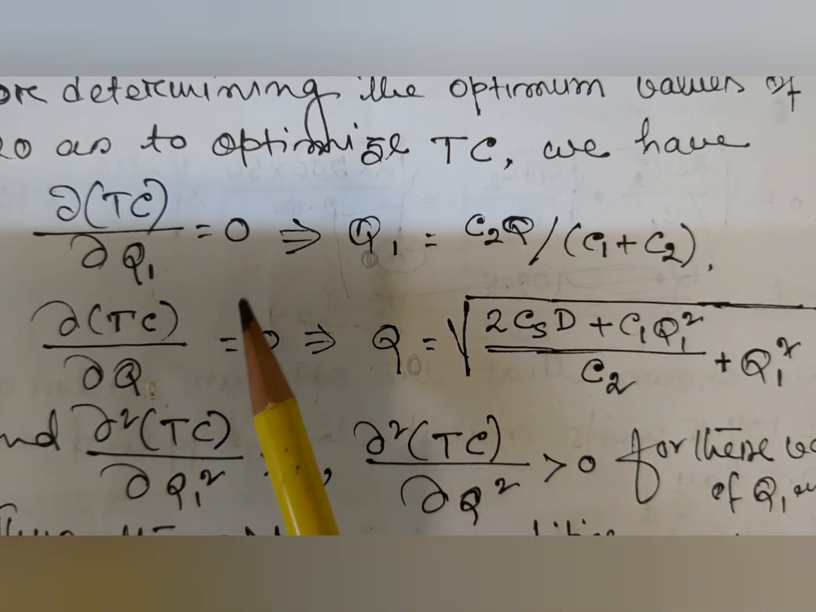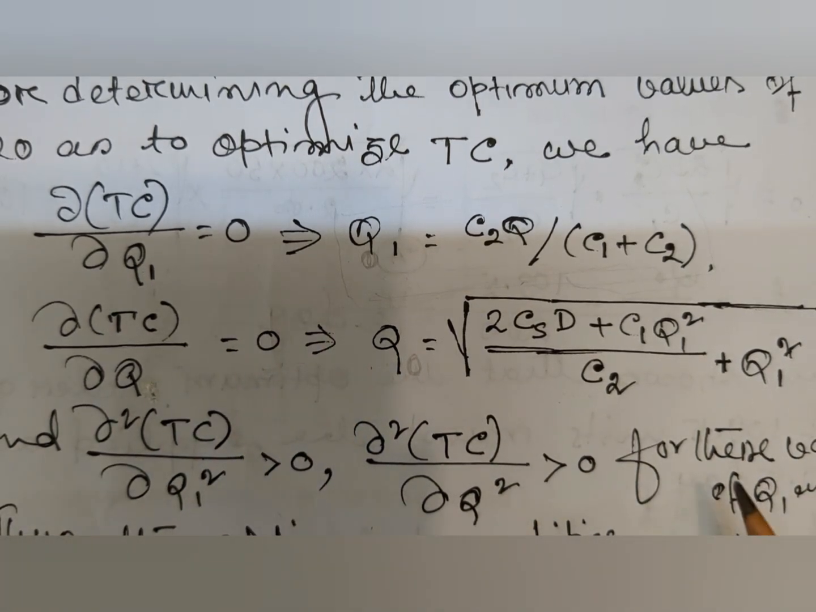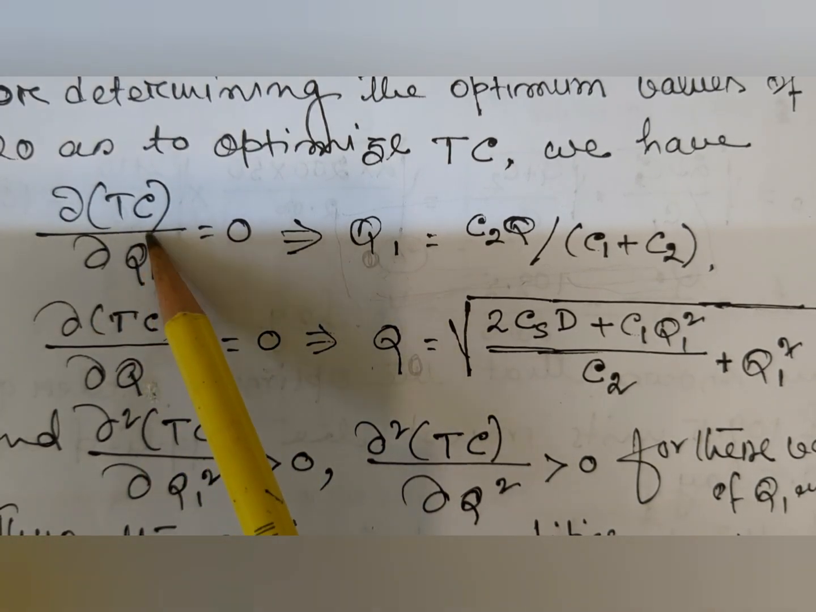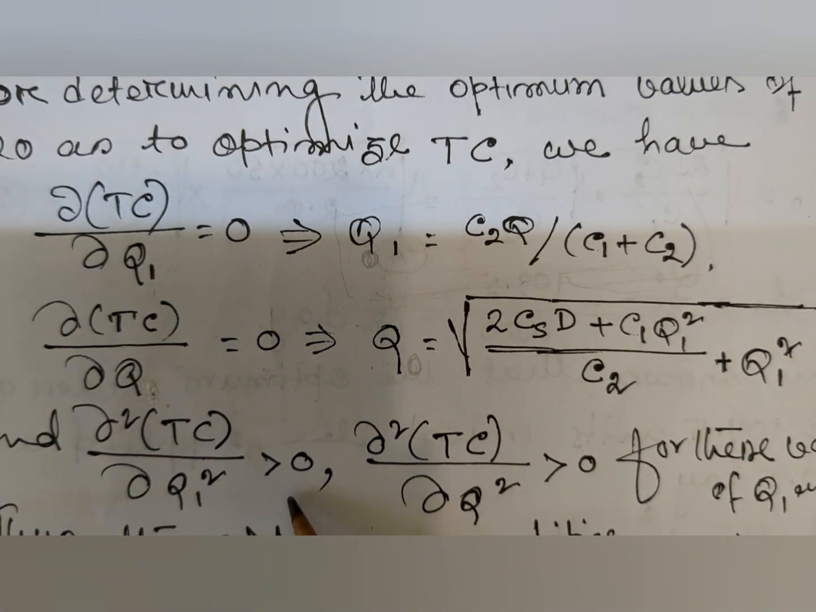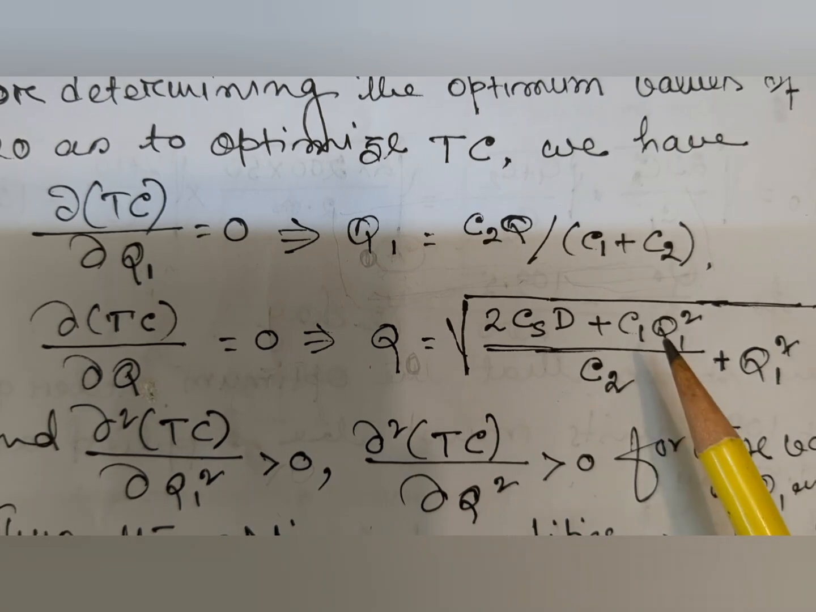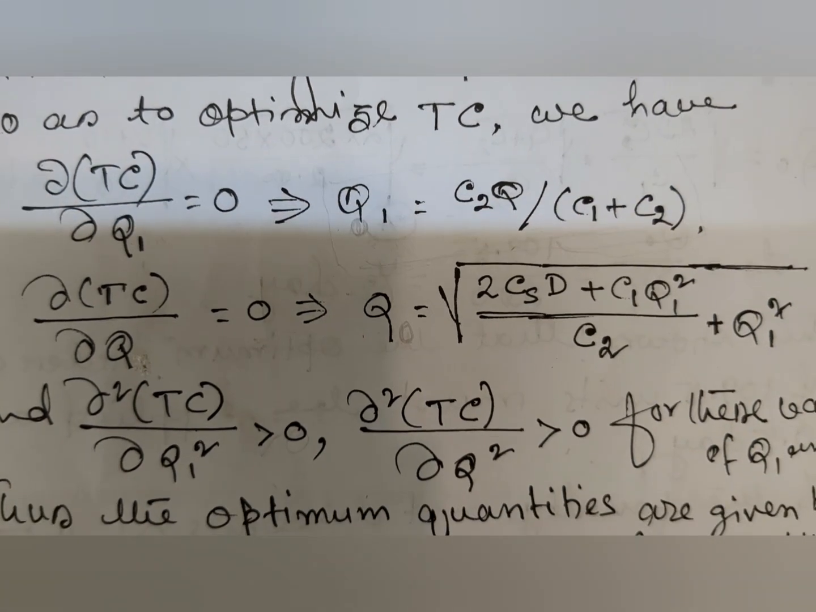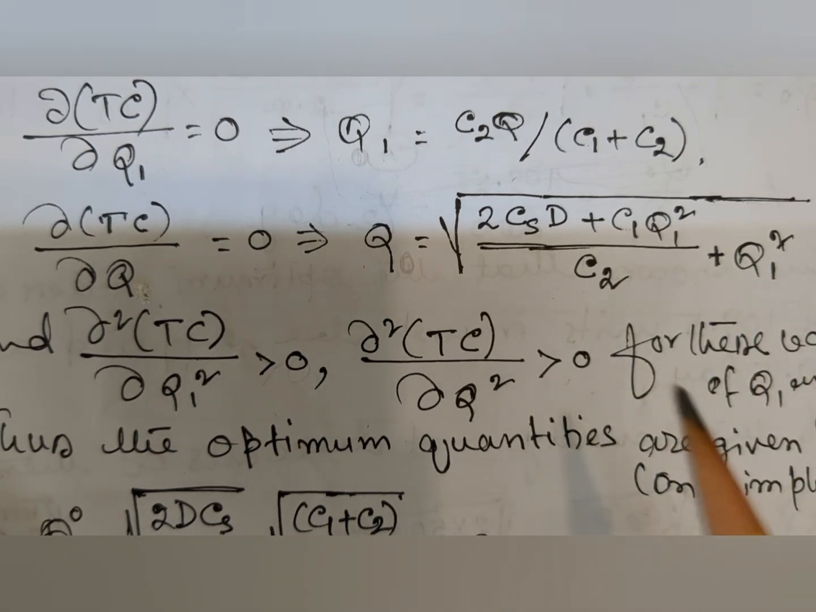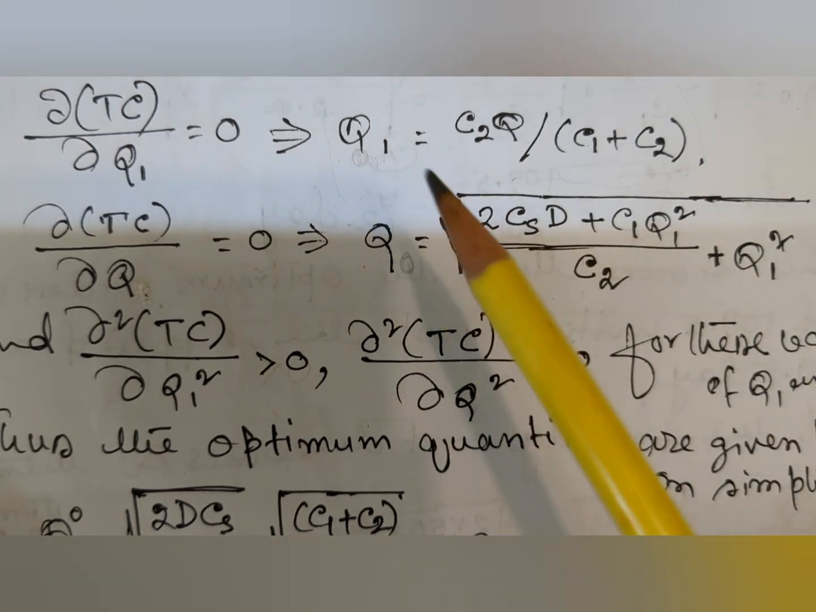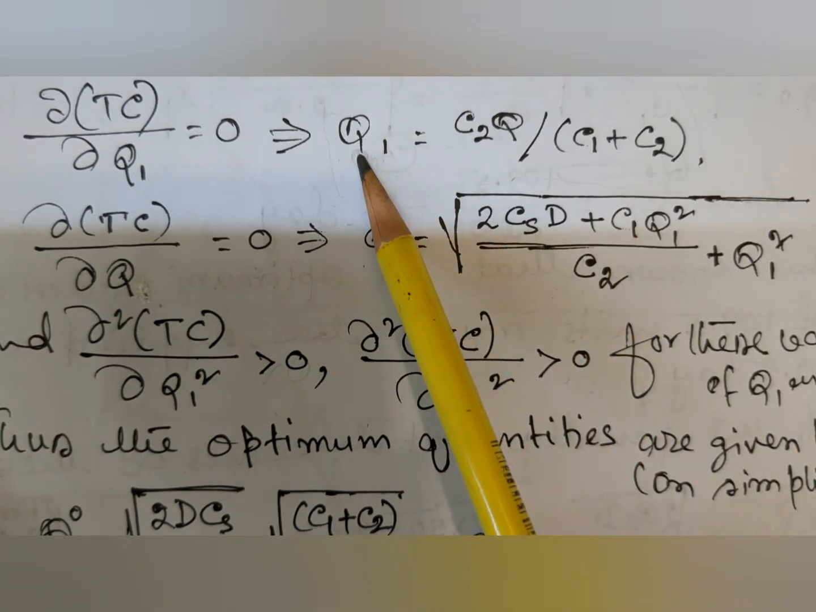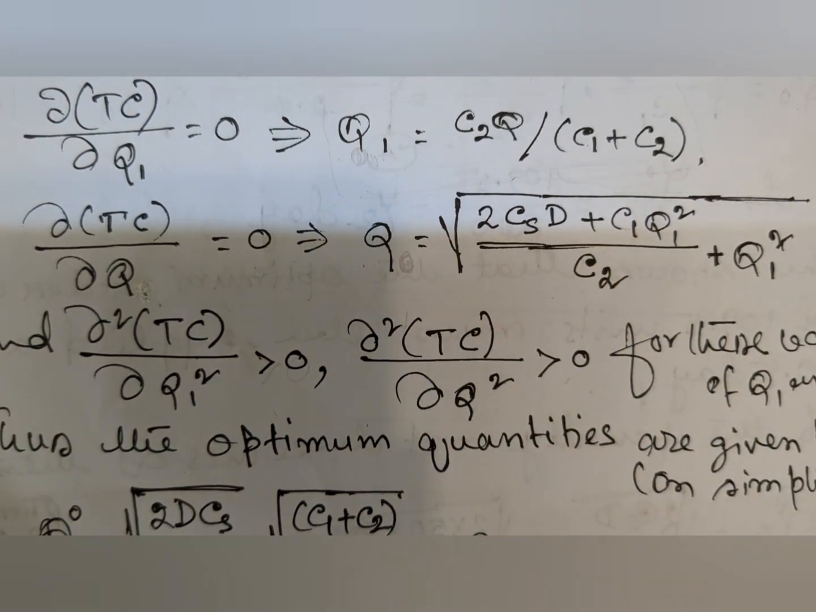And to prove it is a definite minimum, the second derivative also has to be checked. If you differentiate this function again with respect to delta, you will see that the second derivative is greater than 0. That means it is a definite minimum: the cost will be minimum for this optimum value of Q0. This is the ordering quantity and this is the optimum backlog size.